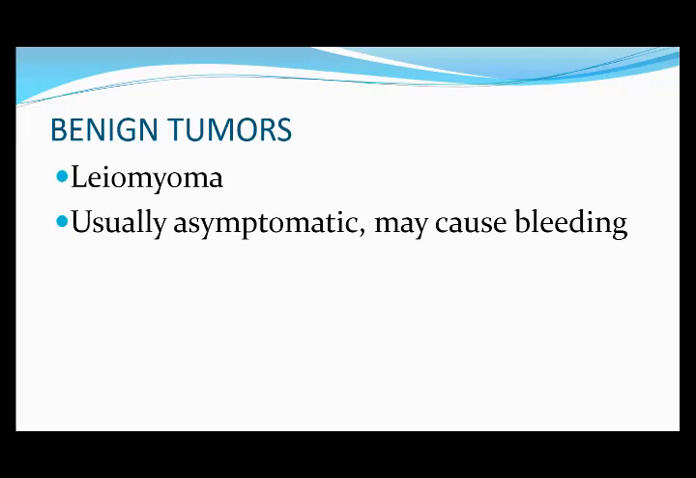The next disorder which can affect the esophagus is the neoplastic disorders. There are two types: benign tumors, usually leiomyoma. Benign tumors are usually leiomyoma. Usually these patients are asymptomatic, but may cause bleeding.